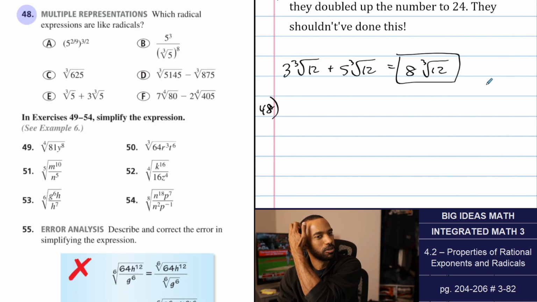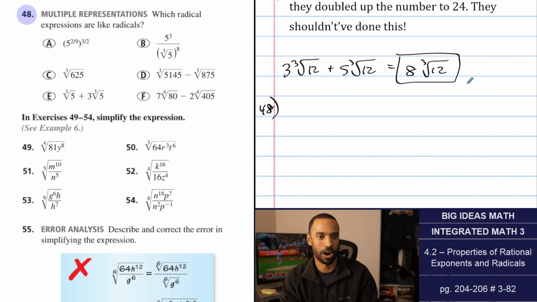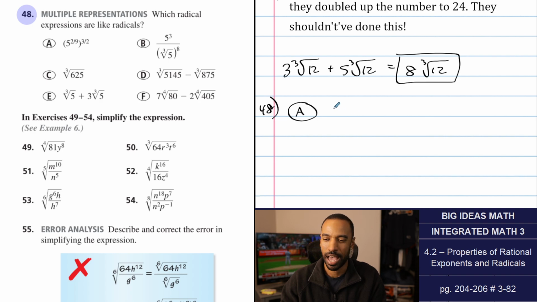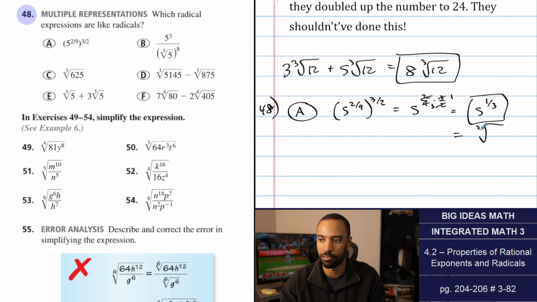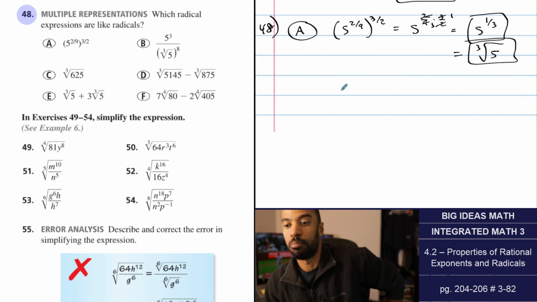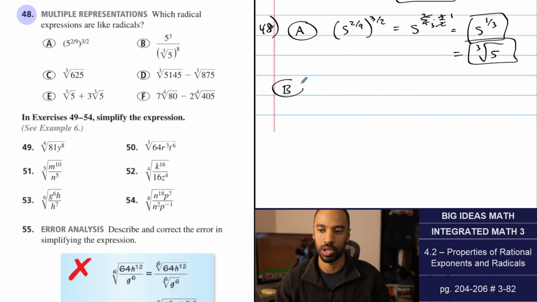All right, number 48, multiple representations. Which radical expressions are like radicals? Ooh, this is interesting because we still have to do kind of every which problem on here. So for A, we have 5 to the 2/9 raised to the 3/2. Let's start working that out a little bit. Remember, that means you're multiplying 2/9 with 3/2. And 2 over 2 is 1. 3 over 9 is 1/3. So you get 5 to the 1/3 power. So we're probably looking for something that goes to that, or cube root of 5, of course. So either of these we're looking for as a representation that matches with A, perhaps. Maybe none match with A. Maybe A stands alone, it's on its own.